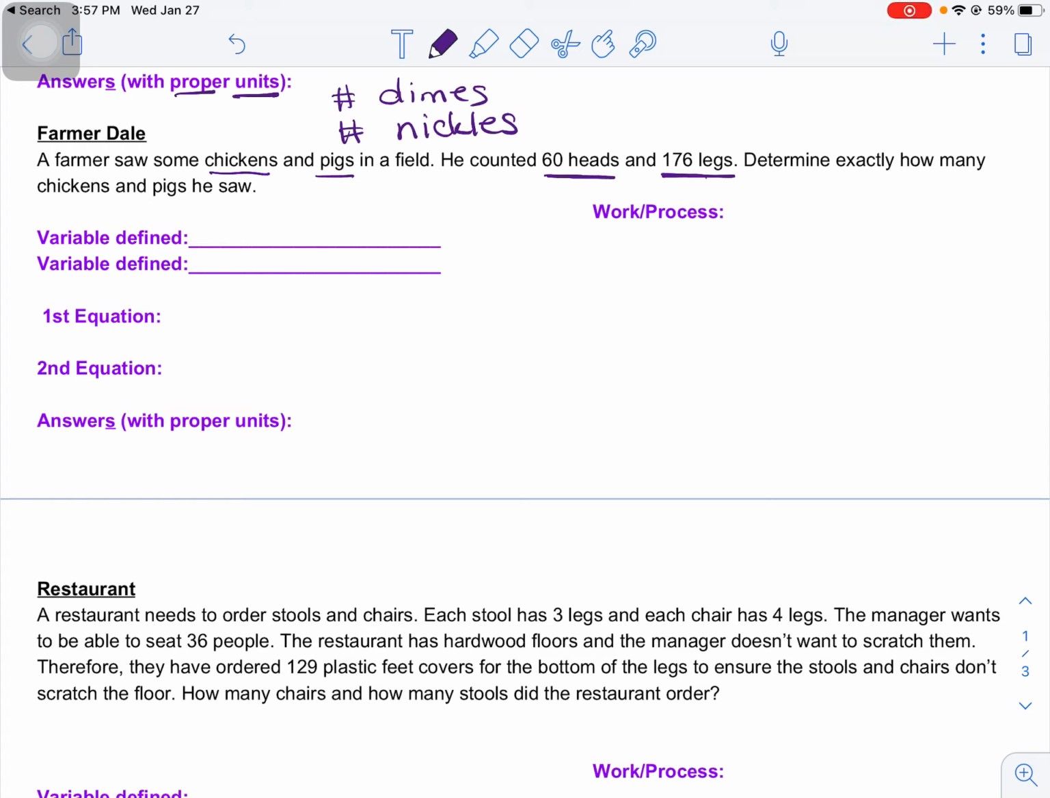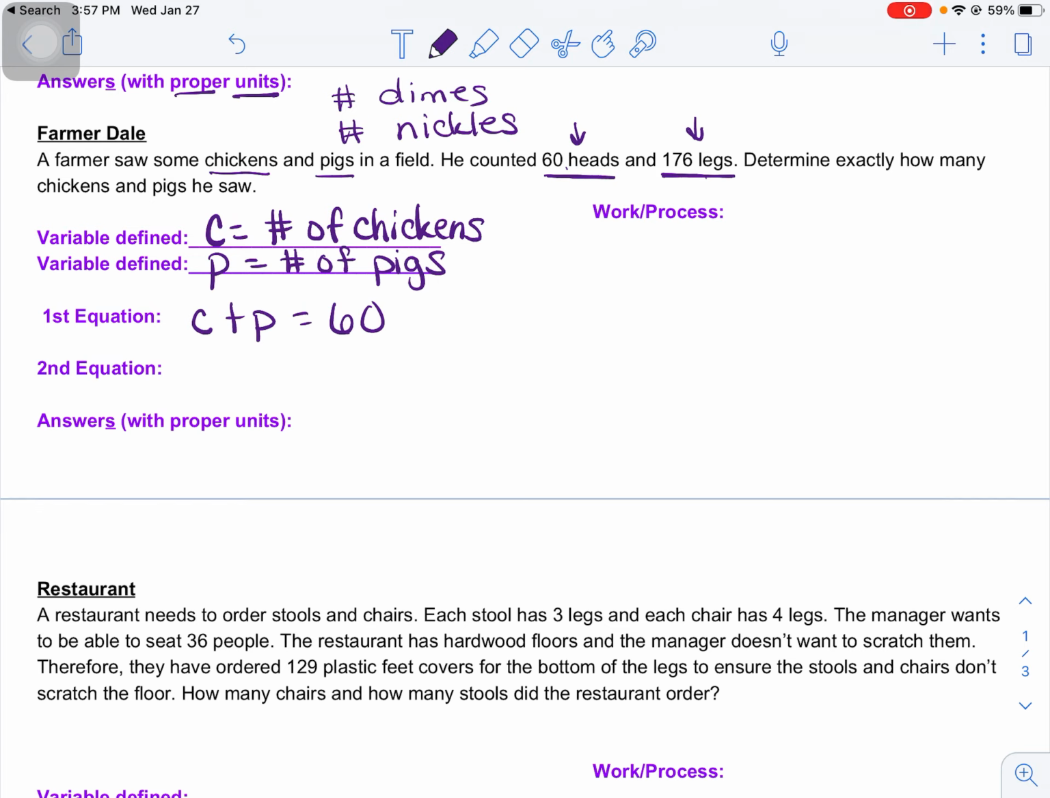So we're talking about 2 things. So we're going to use C to represent the number of chickens. And we'll use P to represent the number of pigs. So now we're going to look and see we've got a total of heads and we've got legs. So we need to know based on heads, well, how many heads does each chicken have? Just 1. How many heads does each pig have? Just 1. So our total heads is 60, and that's made up of chicken and pig heads are 60. So that's our total heads.